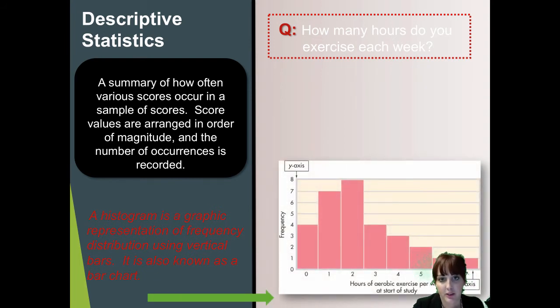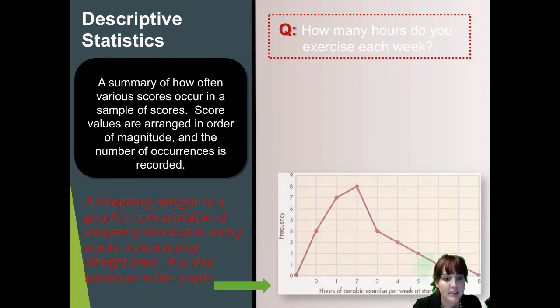Another way, which you may have learned about in some of your previous math classes, is a histogram or a bar graph. It's the same information, but it's given out in a way that's more pleasing to the eye, that's easier to understand.